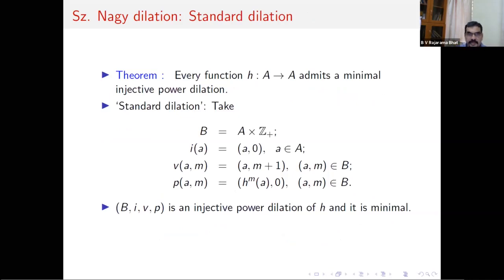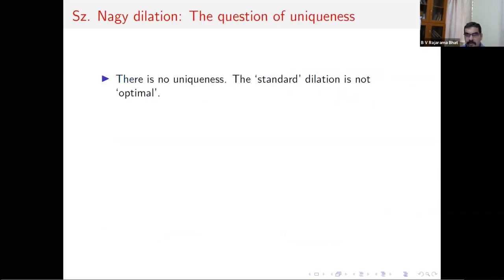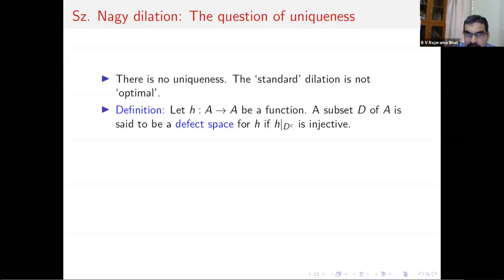Okay. So this is an injective power derivation, and it is minimal. So there is no uniqueness here as it is, right? The standard derivation, in a sense, is not optimal. It is minimal by our definition, but it is still not optimal. In what sense? If our original map H is an injective map, then this derivation will still give something bigger, not just the same H. Even if the original map is injective, that should not happen, right? So we try to mend it.